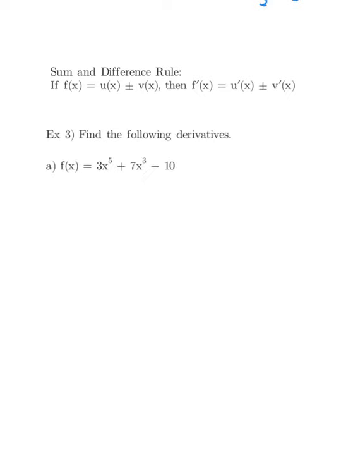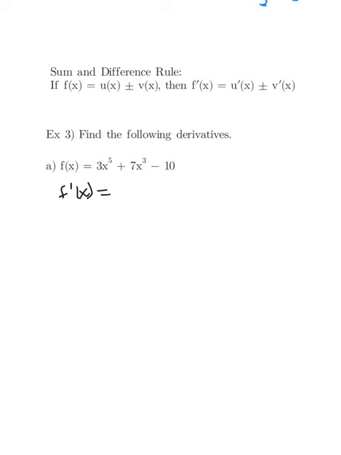Let's practice doing the sum and difference rule. We are asked to find the derivative for f of x equals 3x to the 5th plus 7x cubed minus 10. The sum and difference rule says just do the derivative of each term. So the derivative of our main function will be the derivative of each term.